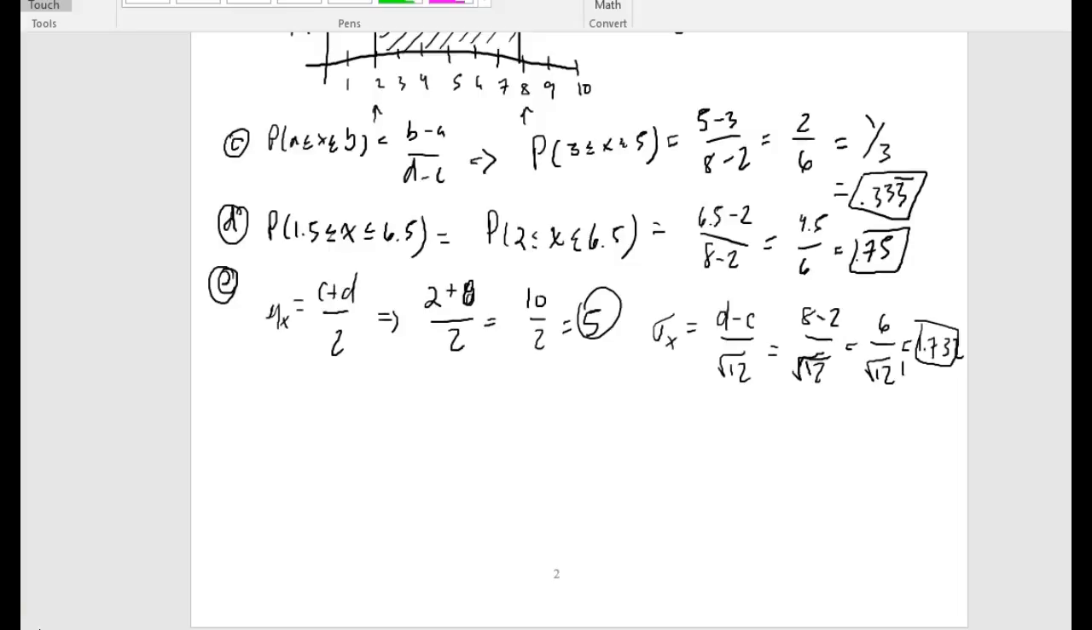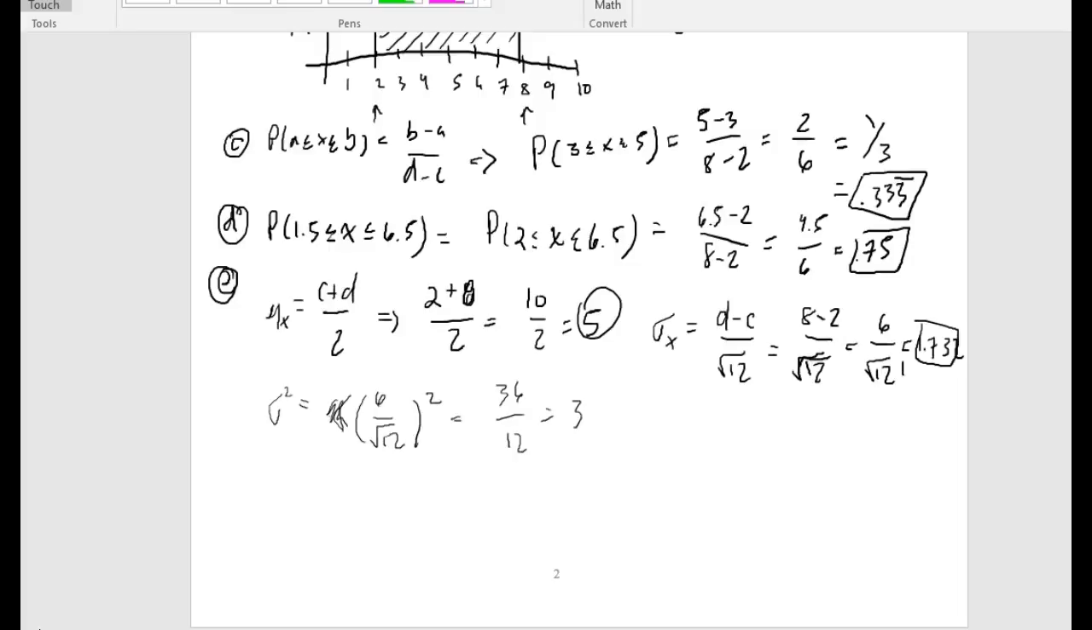And we'll see that the variance is just going to be 3. We just take sigma squared. So we know that sigma is 6 over the square root of 12. And square that, and we get 36 over 12, which is 3.